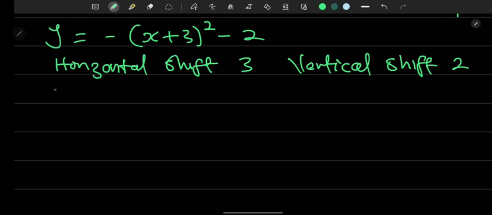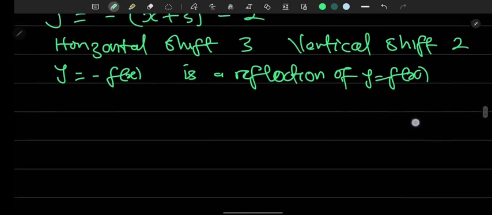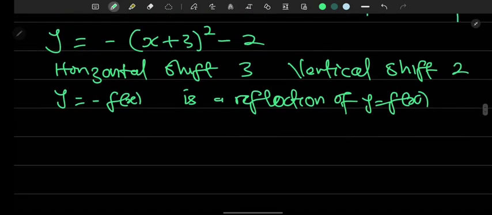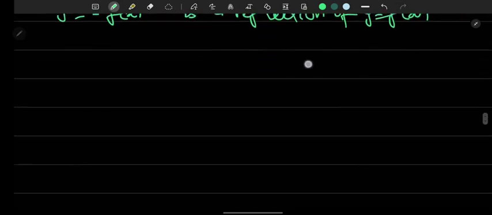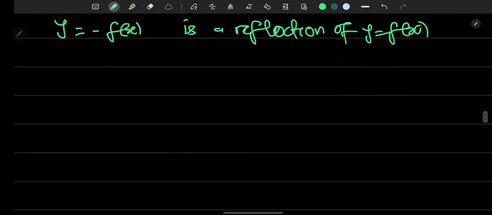Remember, y equals minus f of x is a reflection of y equals f of x. And this reflection is on the x-axis. So these are the three important things we need to consider here for us to sketch this given function.